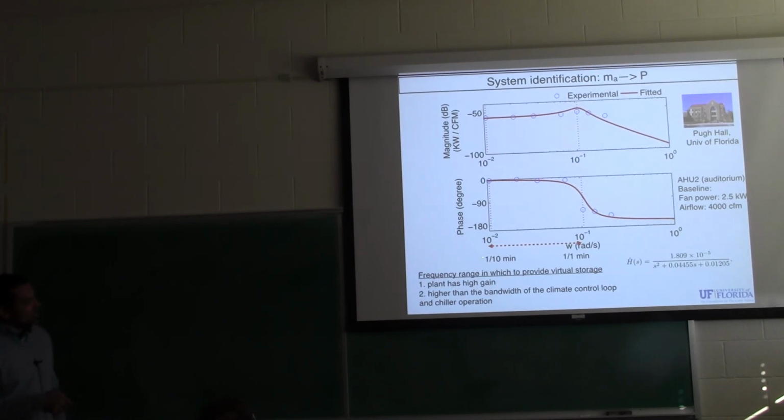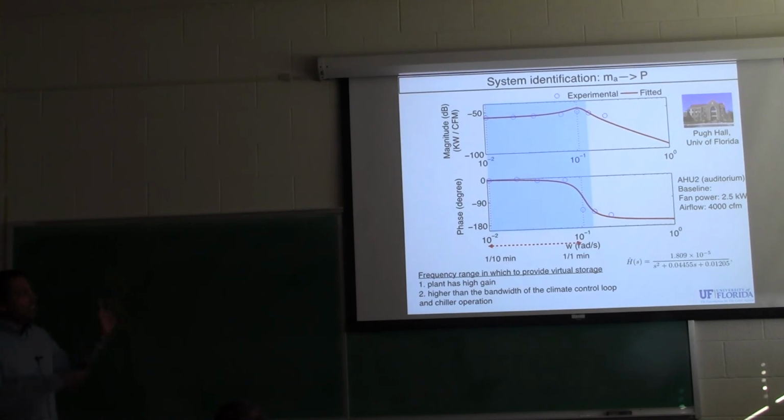This is 1 minute to 10 minutes, or 1 over 10 minutes to 1 over 1 minute. It's sufficiently high, this frequency range, compared to the bandwidth of the climate control system. So this is the range in which we are going to vary our airflow, and we will vary the power consumption. So that's why we're limiting.